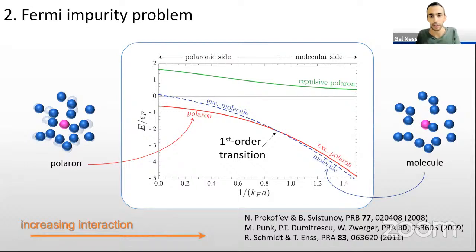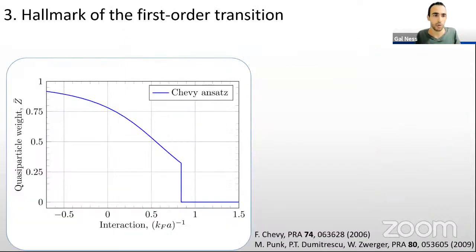One manifestation of this first order transition is a jump in the quasi-particle weight. The quasi-particle weight measures to what extent we can describe the state as a fermionic particle. At the transition, it features a sharp discontinuity from some finite value to zero, where the polaronic branch is no longer populated.